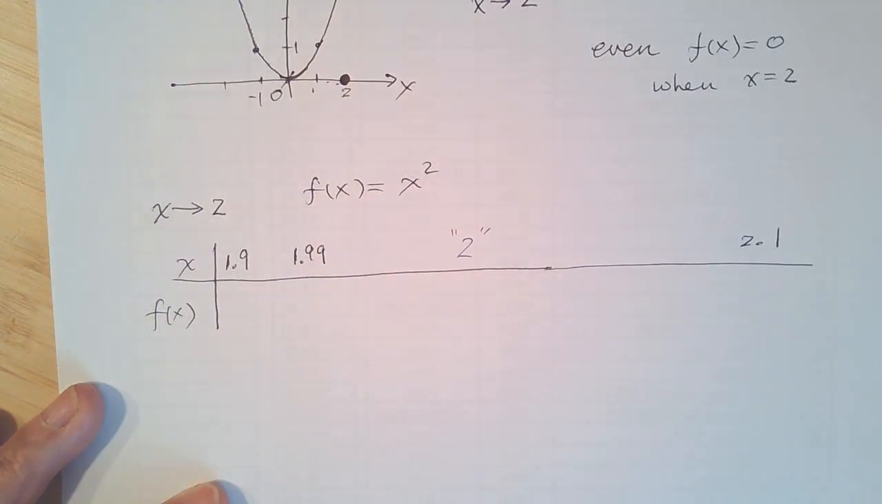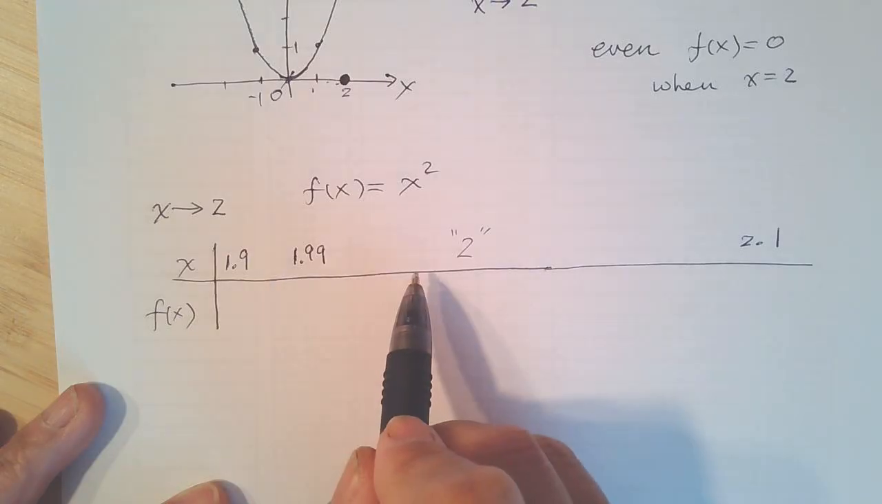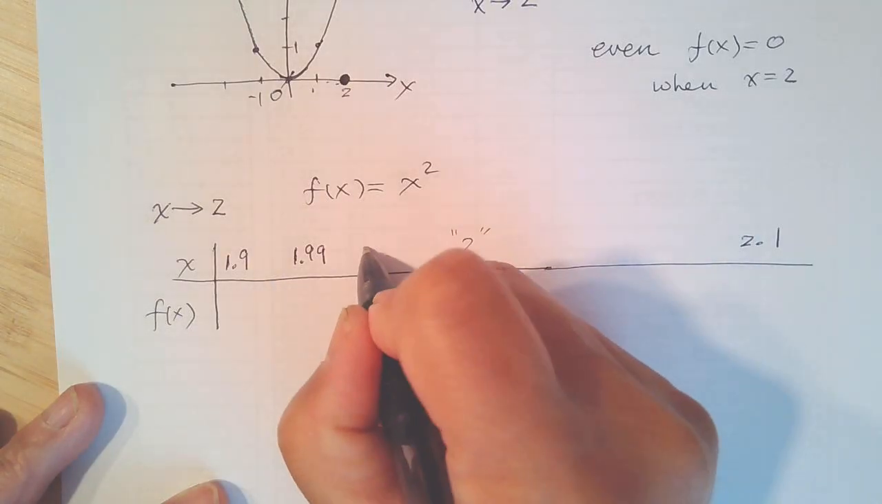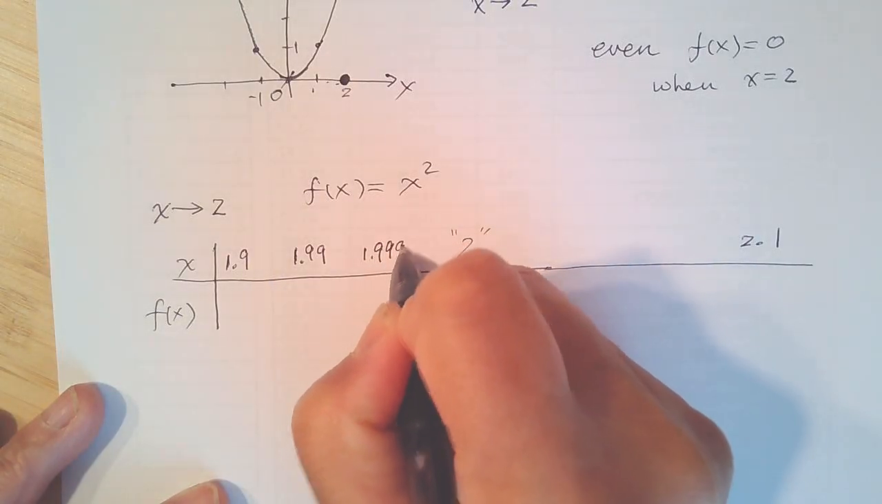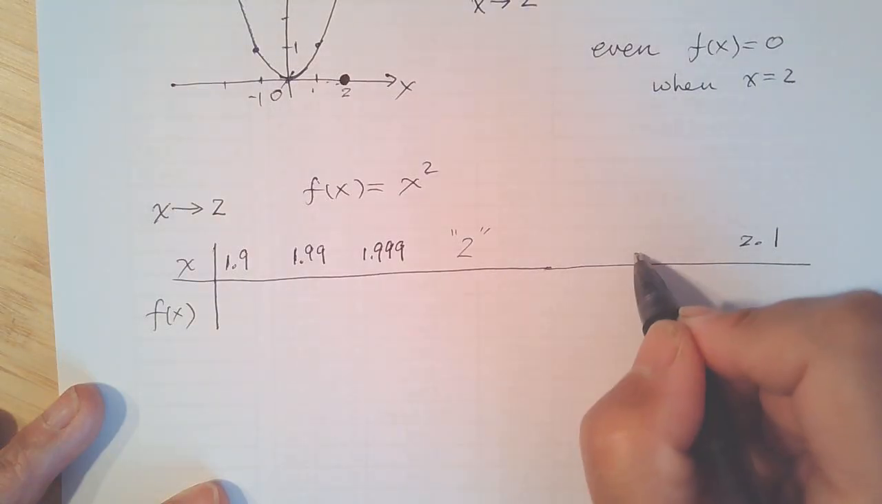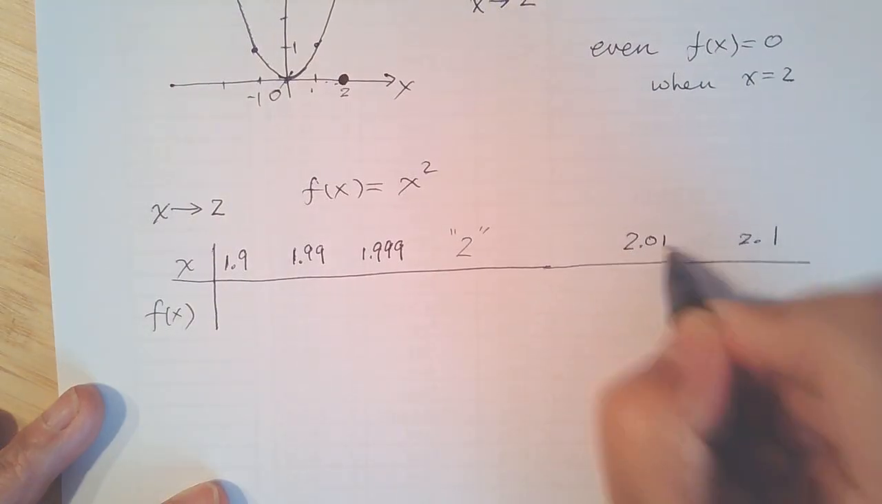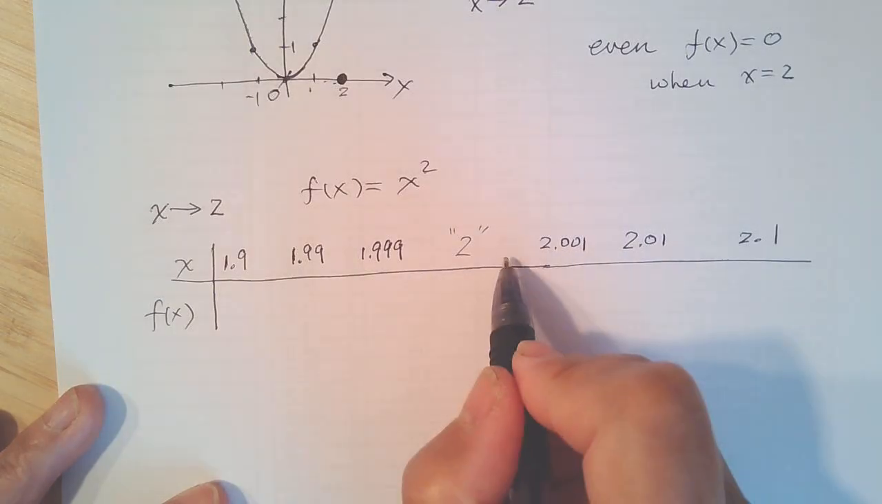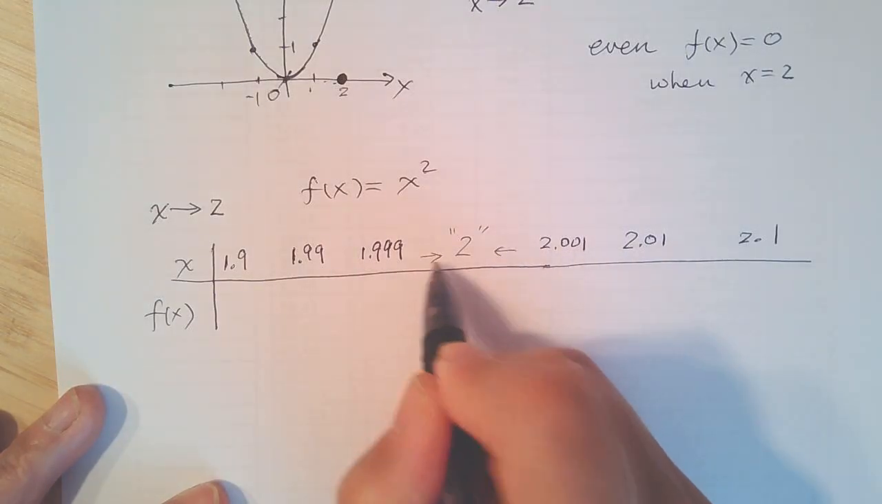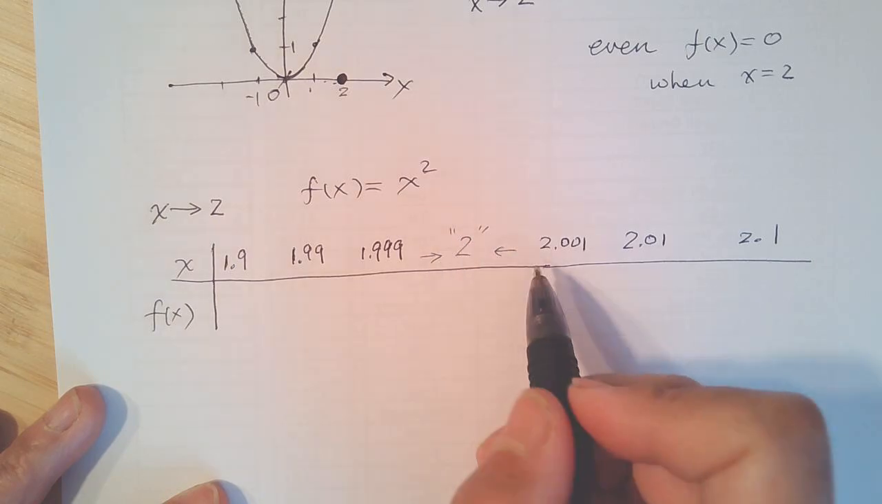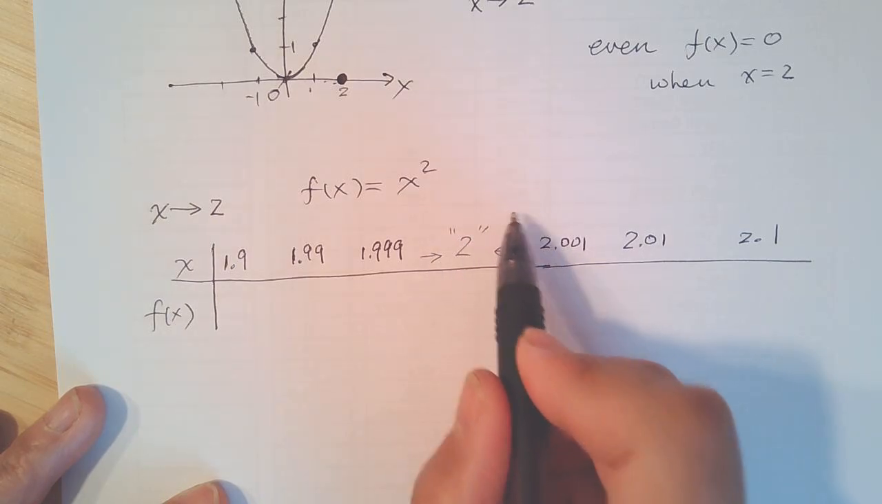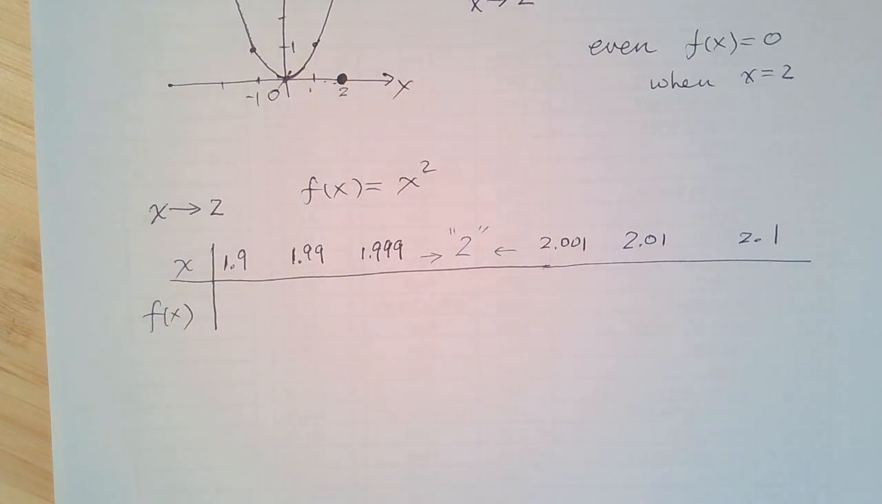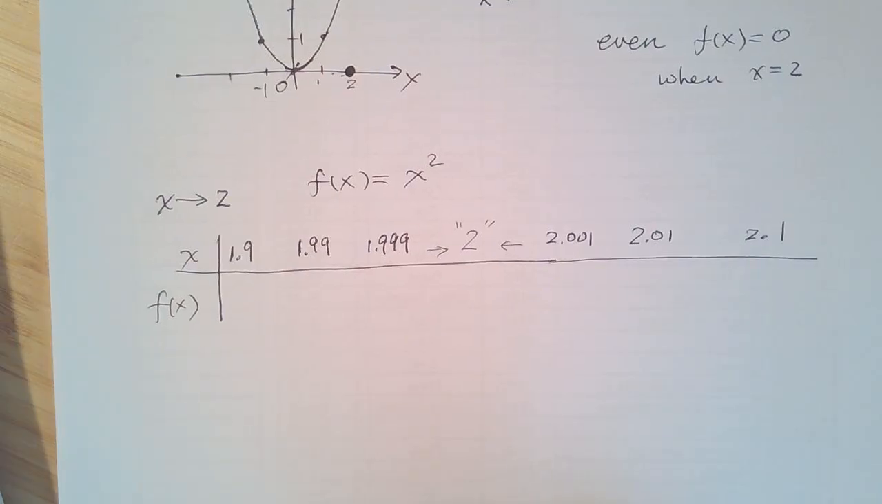1.99, closer, right? When I say approach to 2, then 1.999, and from the 2.1 side, we go 2.01, 2.001, and of course you can get even more. You can get 1.99999, you can get 2.000001, and then, okay, you're going to use a calculator. So I just use my calculator, you can use yours.